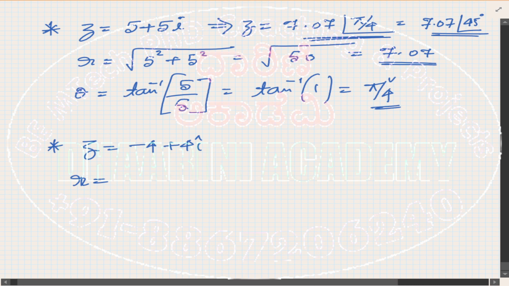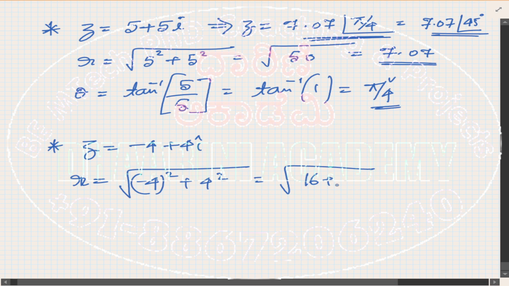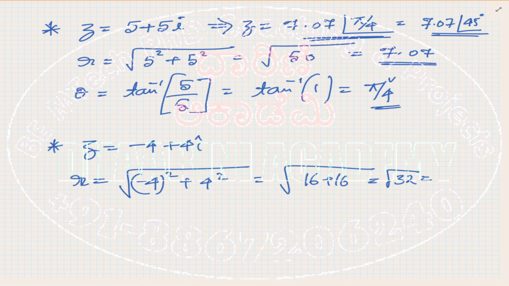Now we want to do the same thing for this number. So this is the root of minus 4 squared plus 4 squared. So this is the root of 16 plus 16, root 32. All right, please find this value, root 32. Correct. So we get 5.65.